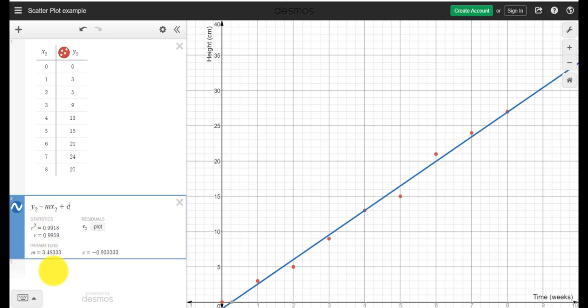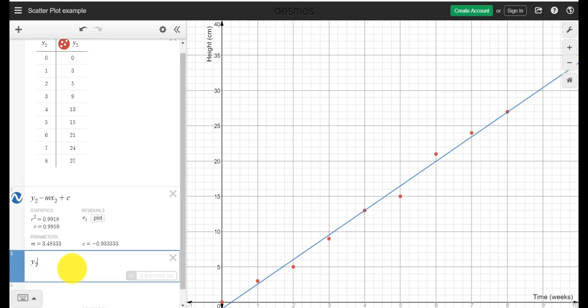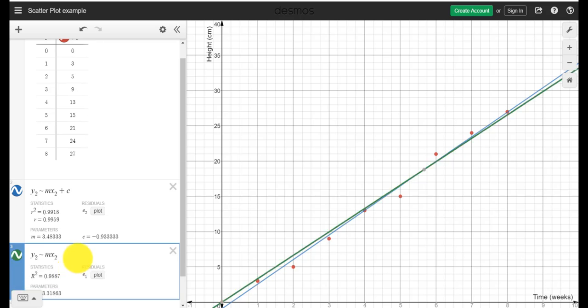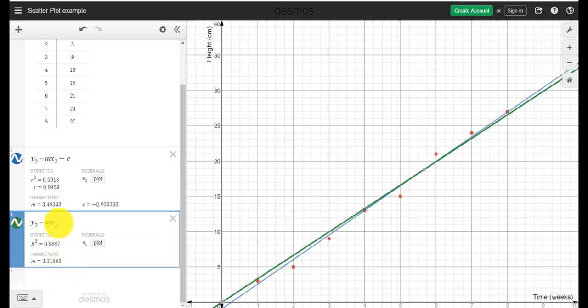If, on the other hand, I want to do a regression analysis, and I've just typed y2, tilde, approximately equal to mx2, this will do the regression analysis, but this time without a c value, or c equals 0. You can see my graph there, which is this one, green, and goes to the origin. And m is 3.3186, which is what I got in Excel, and my R squared is the same as Excel. And so we get that really interesting result there as well.